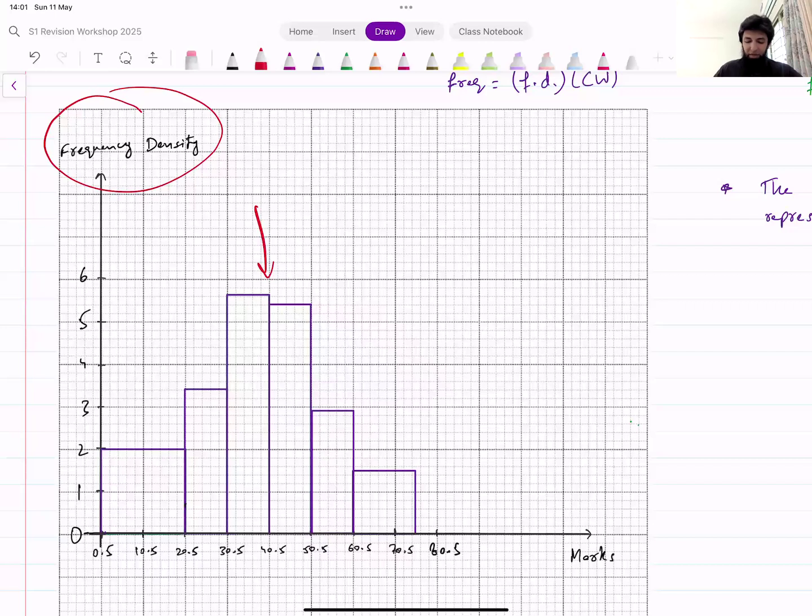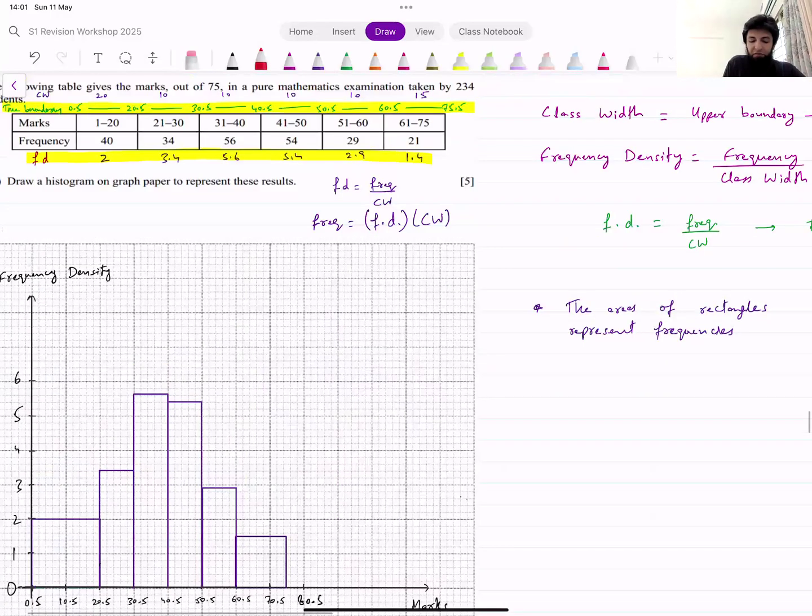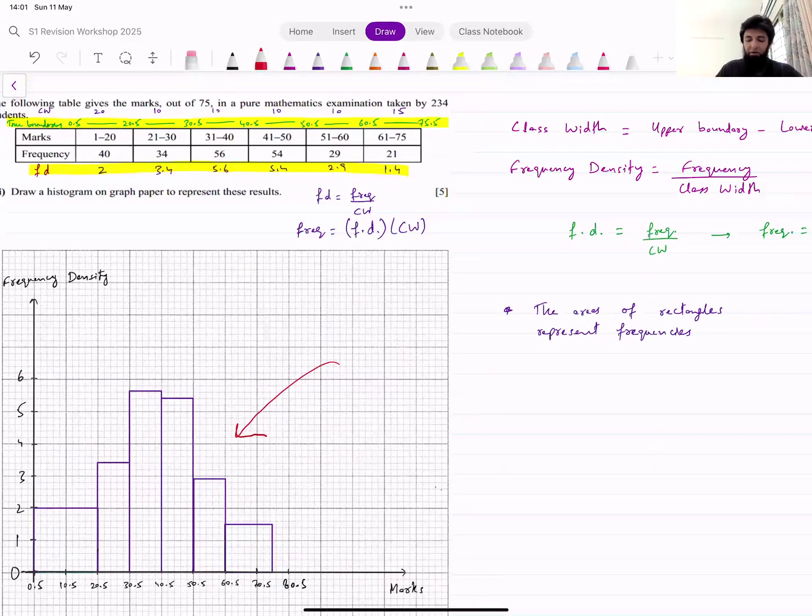Now, sometimes what happens is they give you a histogram again, and they want you to find some missing frequency. So they might have this histogram that's given, and some frequency here might be missing. For example, this might be missing. We don't know this, let's say. How do you find that?